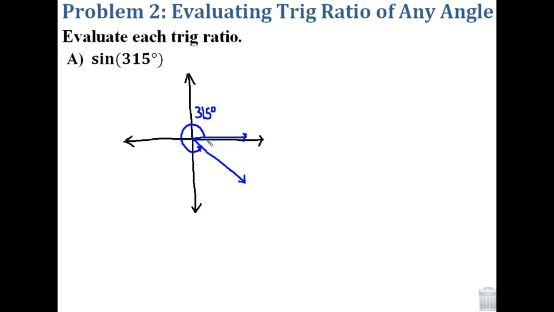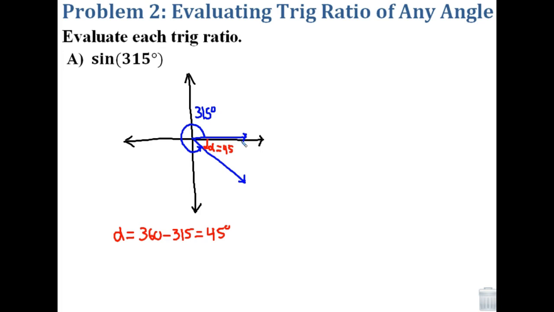The next thing we'll do is find this reference angle with the x-axis, and again, always with the x-axis, never with the y-axis. The way we calculate that angle alpha in this case is we are short of 360. So we'll go 360 minus 315 degrees, which gives us 45 degrees. So our reference angle is 45.